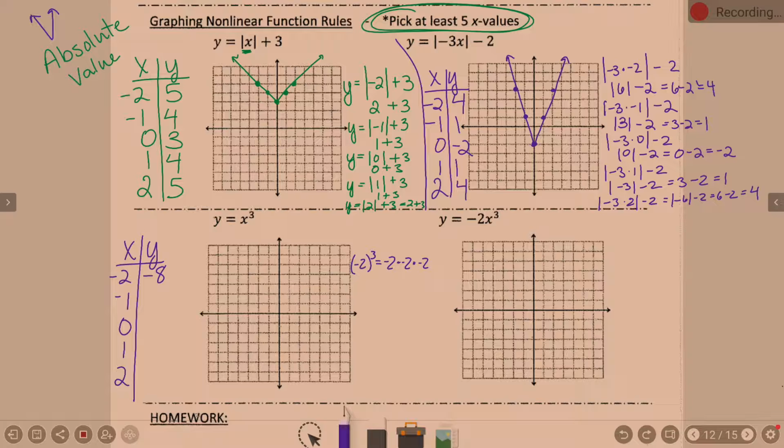Negative 1 to the third. Negative 1 times negative 1 is 1, and then times negative 1 is negative 1. 3 negatives again is a negative. 0 times 0 times 0 is 0. 1 times 1 times 1 is 1. 2 times 2 times 2 is 8. Now, this graph is going to look a little different, so let's get our points drawn.